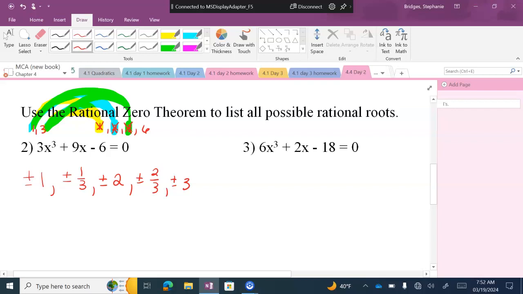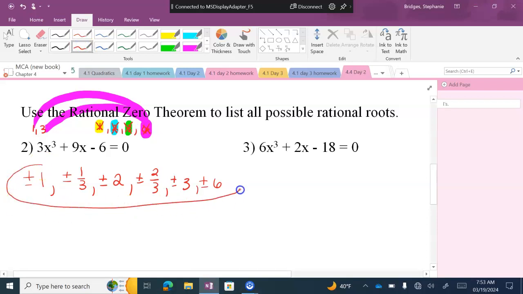And then I do the same thing. Let me erase all my highlighting. With the 6, we're going to take plus or minus 6 divided by 1, which is just plus or minus 6. And then if I do plus or minus 6 divided by 3, what does that give me? 2. Do I already have 2? So I don't need to list that again, which means I'm now done with that 6. And this is the list of possible rational solutions.